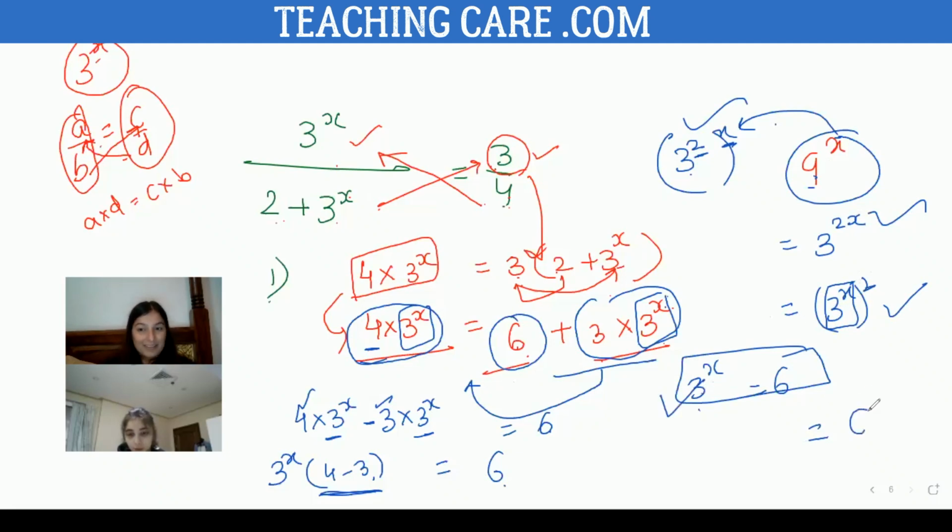6 to the power of x. No, 3 raised to power x is itself a 6. No need to write x along with it. It will become 6 squared, and that is 36.